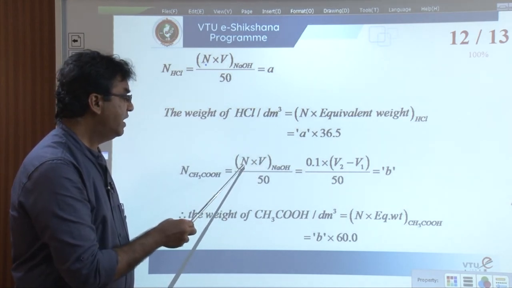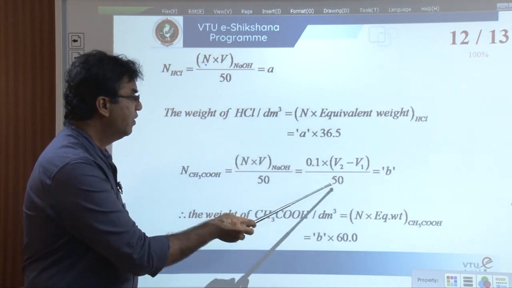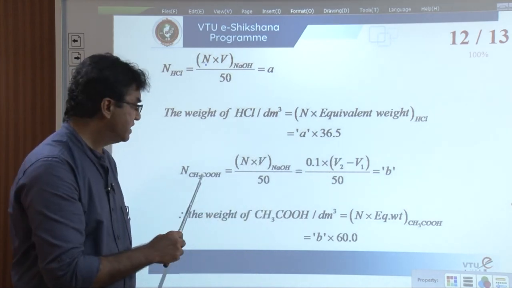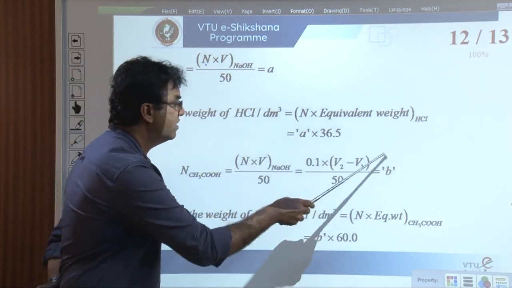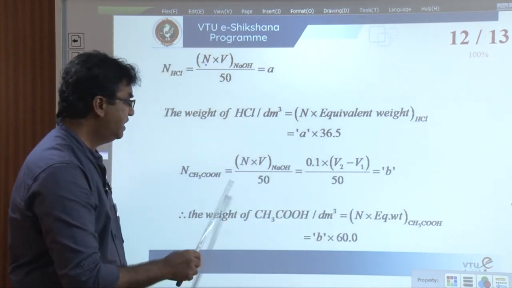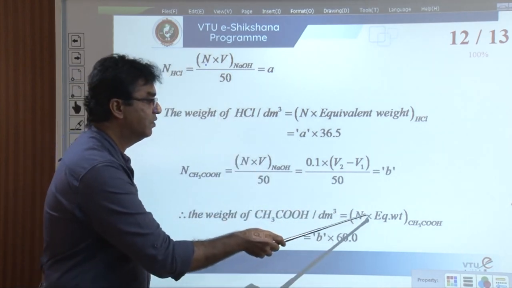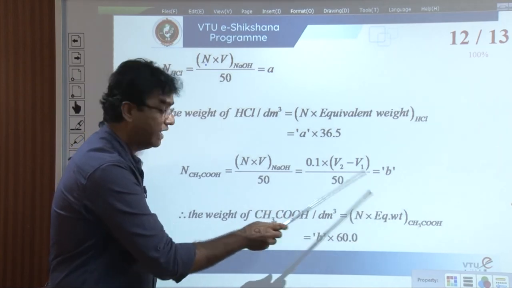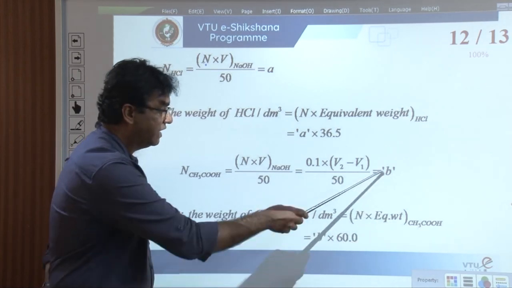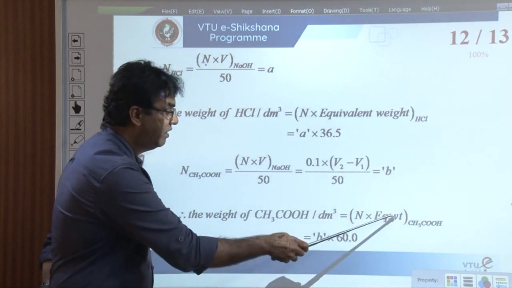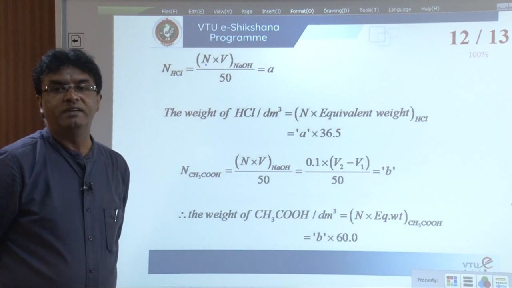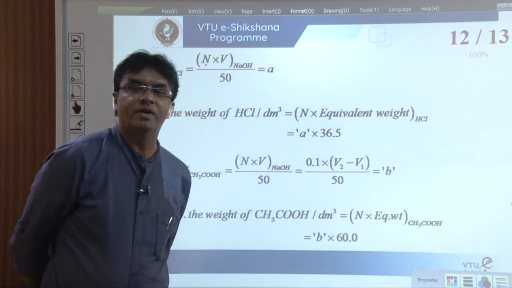Similarly, normality of acetic acid is equal to normality of NaOH into volume of NaOH by 50. Normality of NaOH is 0.1. Volume of NaOH is V2 minus V1, right? V2 minus V1 is for acetic acid, divided by 50. Let's call it B. Therefore, the weight of acetic acid per dm cube is equal to normality of acetic acid, B, into equivalent weight of acetic acid, which is 60. By using that, we can calculate the weight of acetic acid per dm cube.